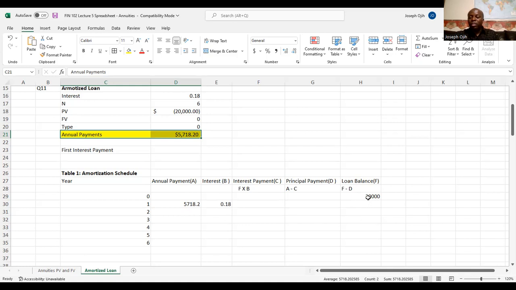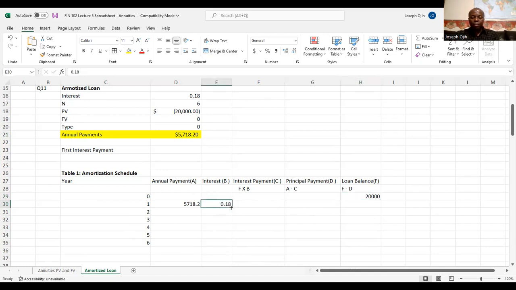So remember that the loan is 20,000. So put it here first of all at the beginning. So this is the year you borrow the money. So you start paying from the next year. So you can see year 1. And in year 1, your payment is $5,718.20.